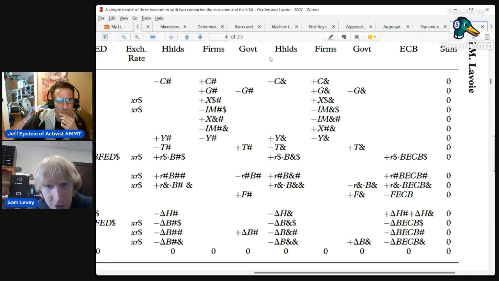And maybe I should, it really does just repeat, right? So here's the government. I can see that. Okay, so I'll stop there on that. But maybe we should look at the ECB because I think that is a bit different.